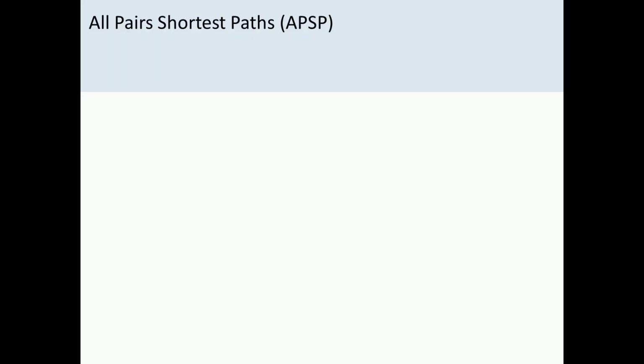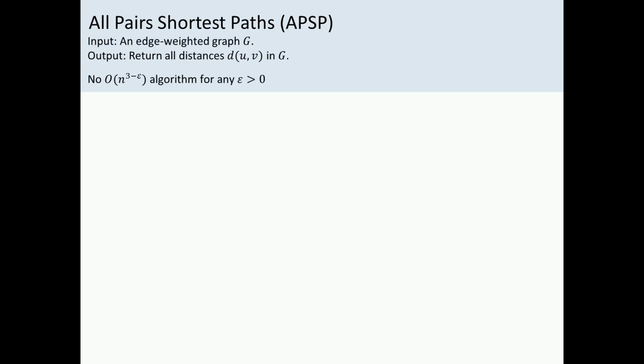Now I want to give examples for problems that are used as hardness conjectures. And the first one is all pair shortest path, in short APSP. The input for the problem is an edge-weighted graph, and the output is to return the distance between every two vertices. There is no known subcubic algorithm for this problem, and it is conjectured that such an algorithm does not exist.